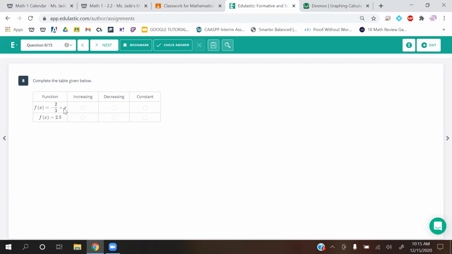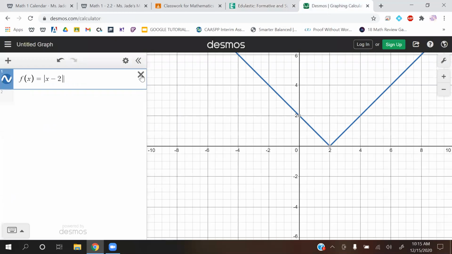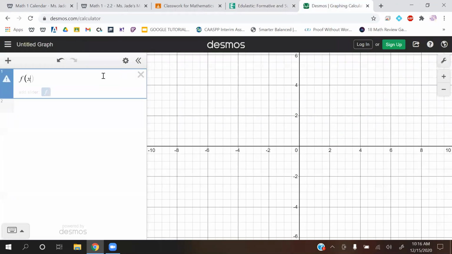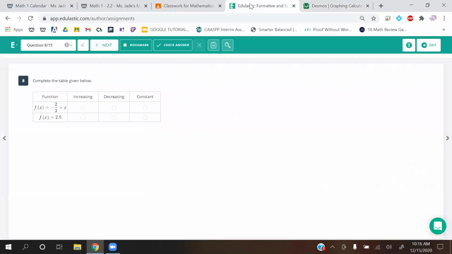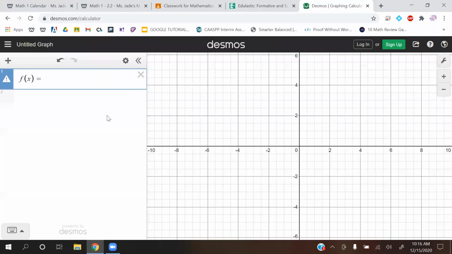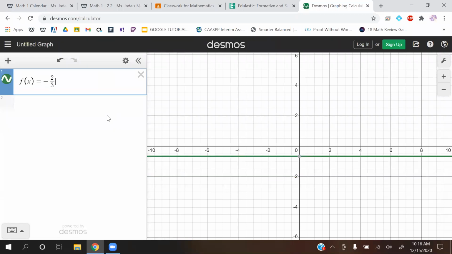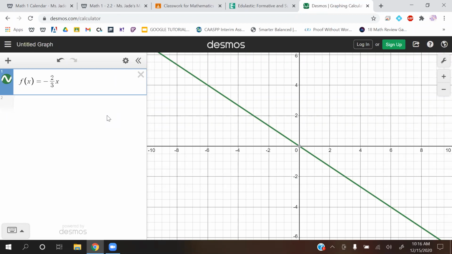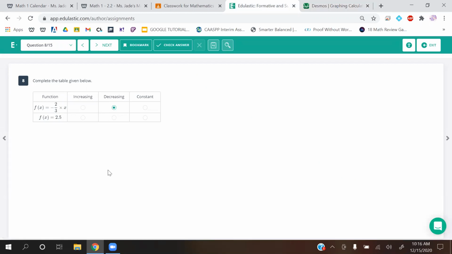Let's take a look. Negative 2/3 times x. Go to desmos.com, get rid of whatever equation you have there. F of x is equal to negative 2/3 times x. You can just type it like that. All right, is this increasing, decreasing, or constant? Type it in the chat. Increasing, decreasing, or constant? All right, good job. Yes, this is decreasing. You read it from left to right, it goes down. So this is decreasing, okay?